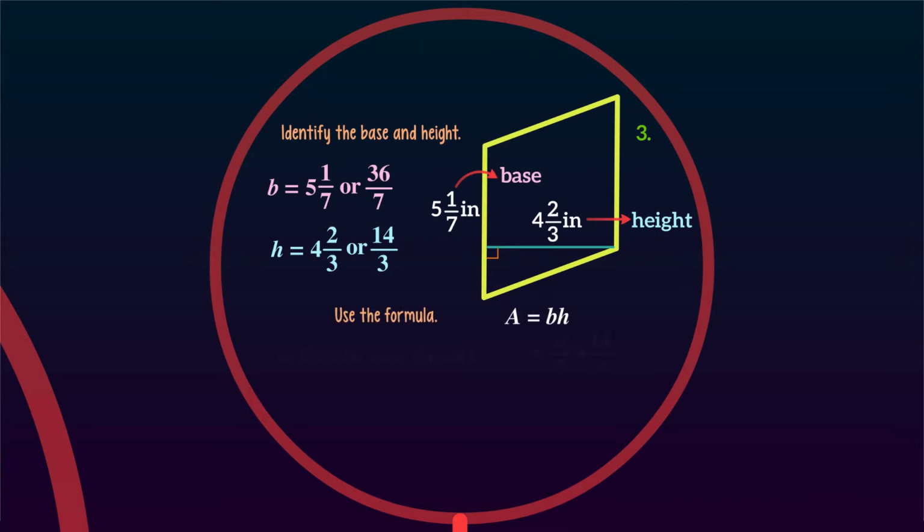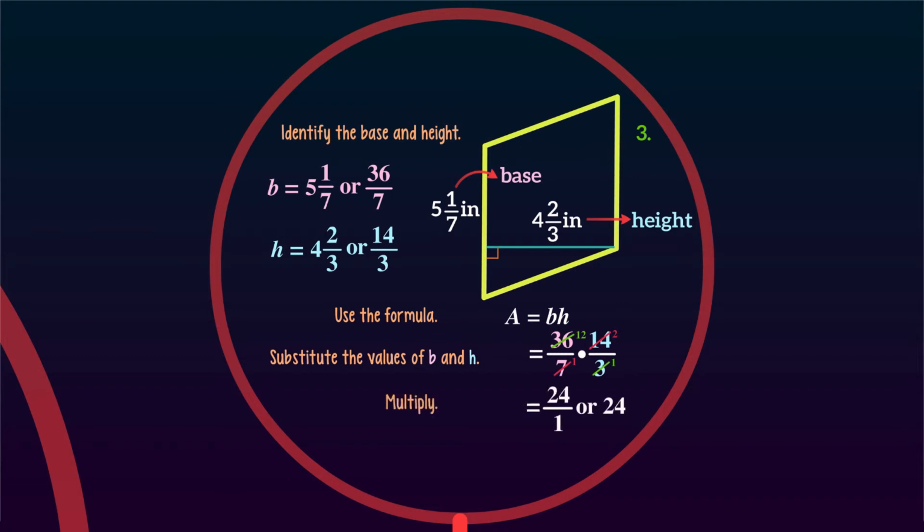Using the formula and substituting the values of B and H gives us 36/7 times 14/3. Before we proceed to multiplication, let's simplify the fractions even more in order to get the simplest possible product. Divide 36 and 3 by their GCF, which is 3, and divide 7 and 14 by their GCF, 7. Now the fractions are simplified. Multiplying will give us 24/1, or simply 24. Thus the area is 24 square inches.